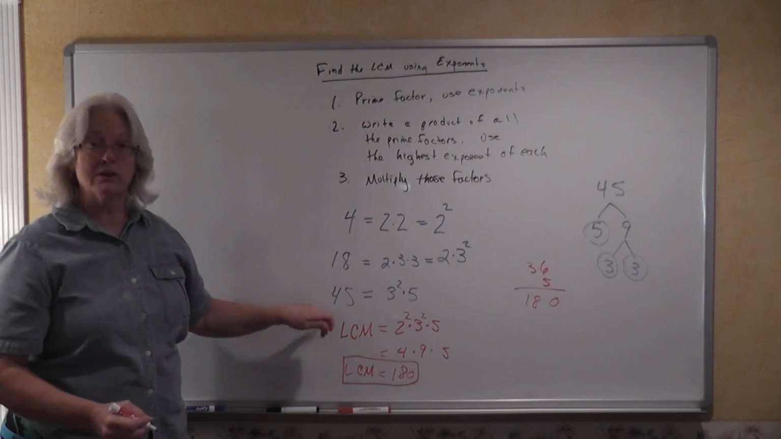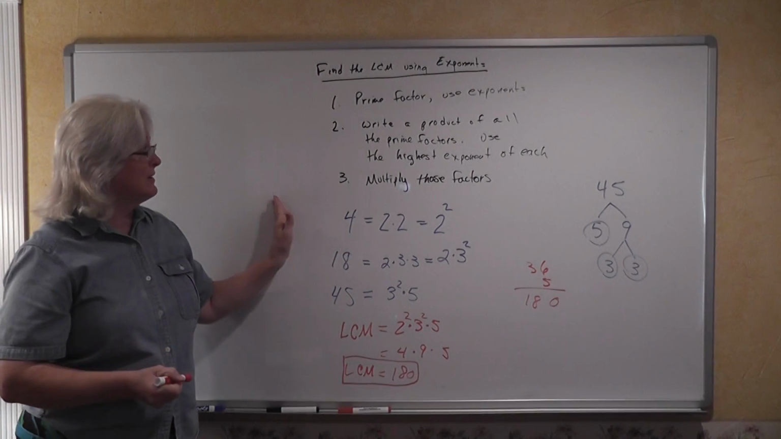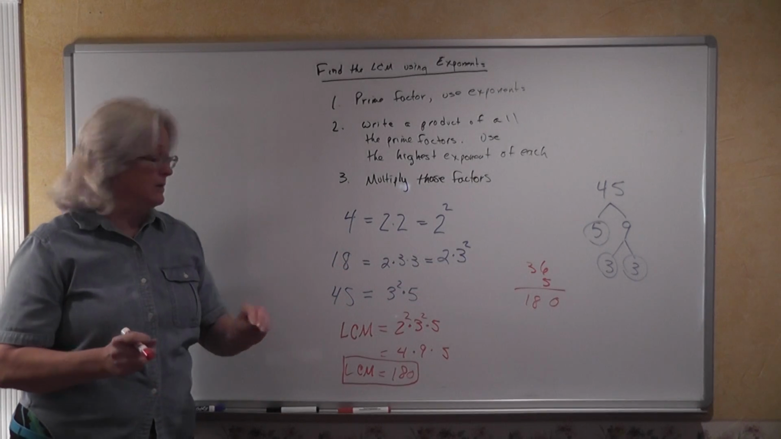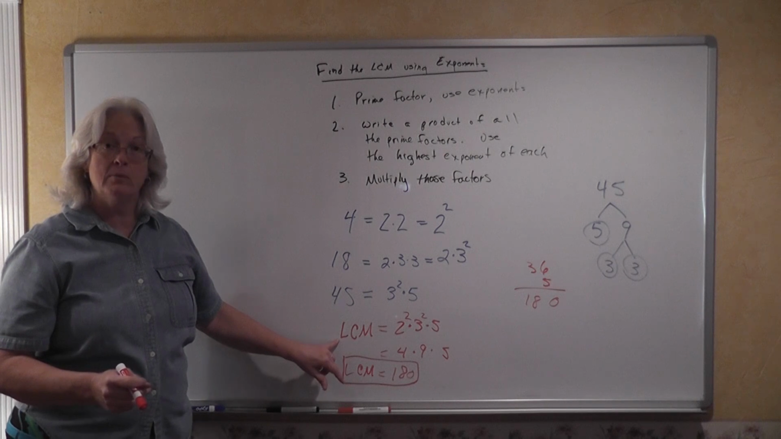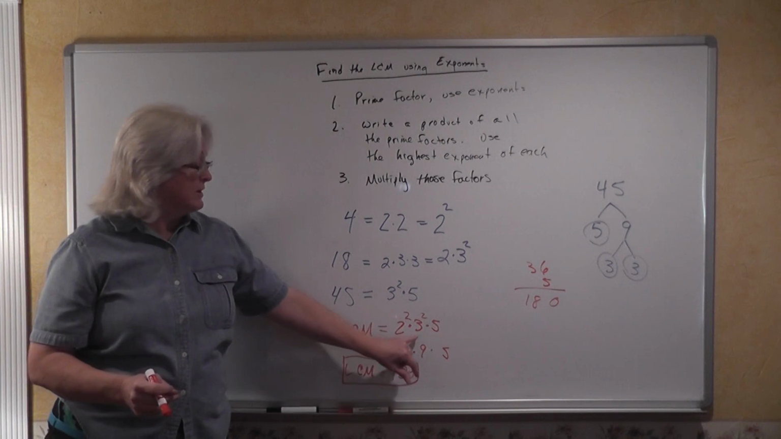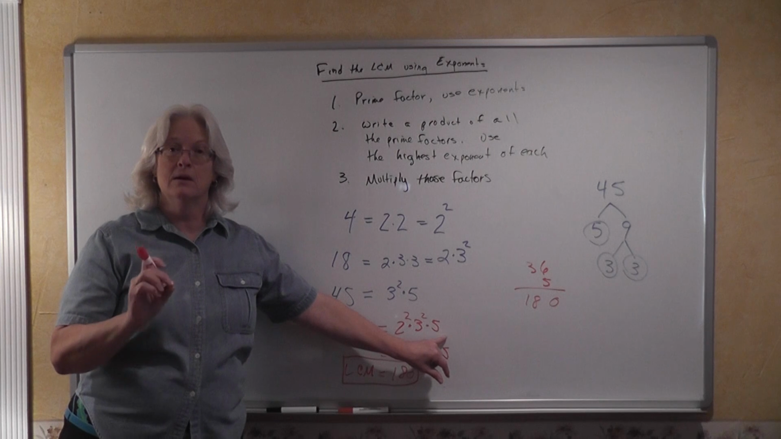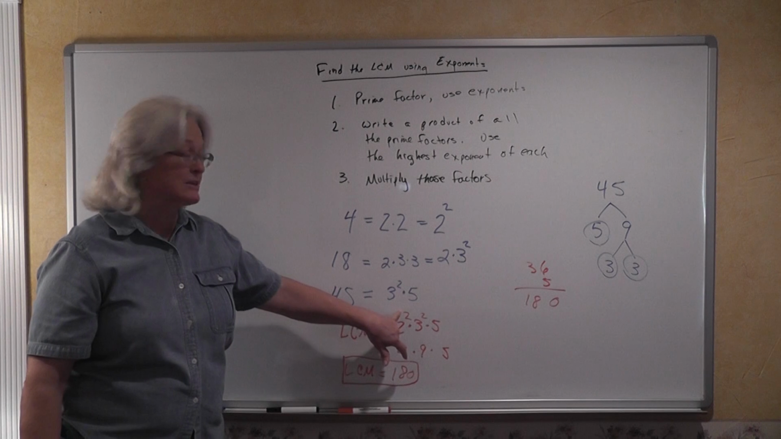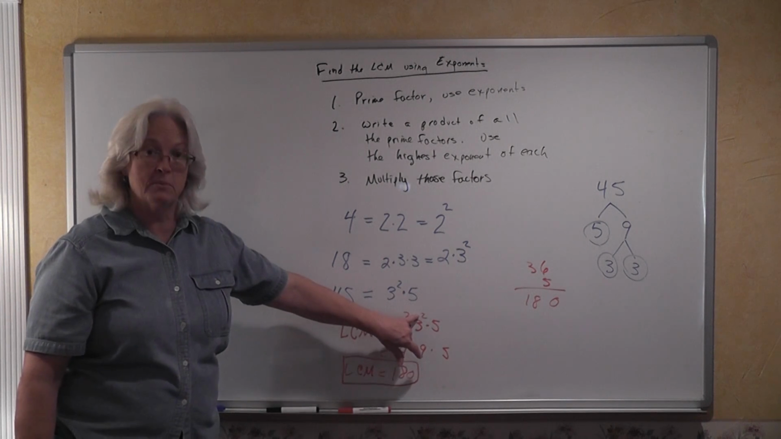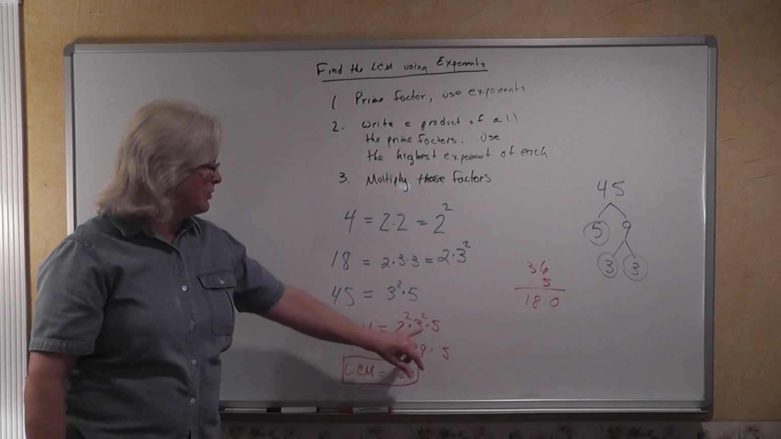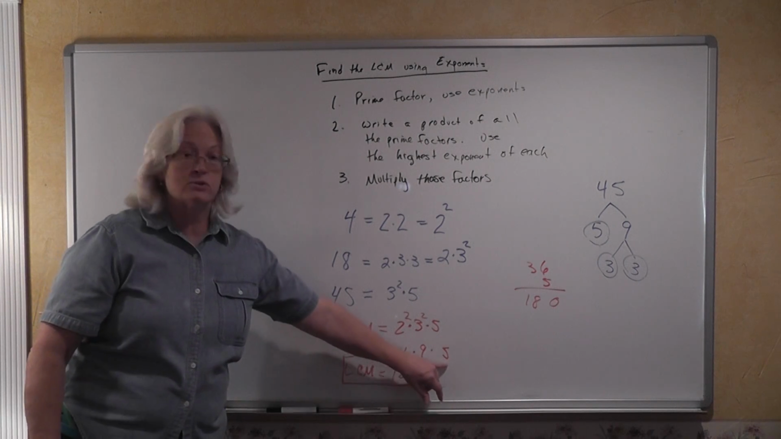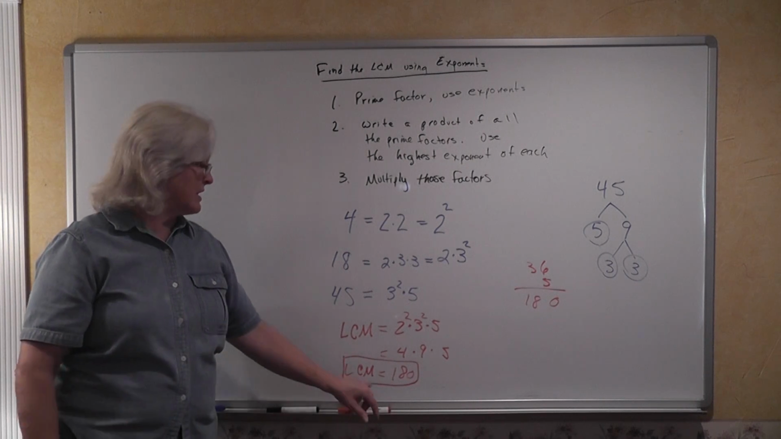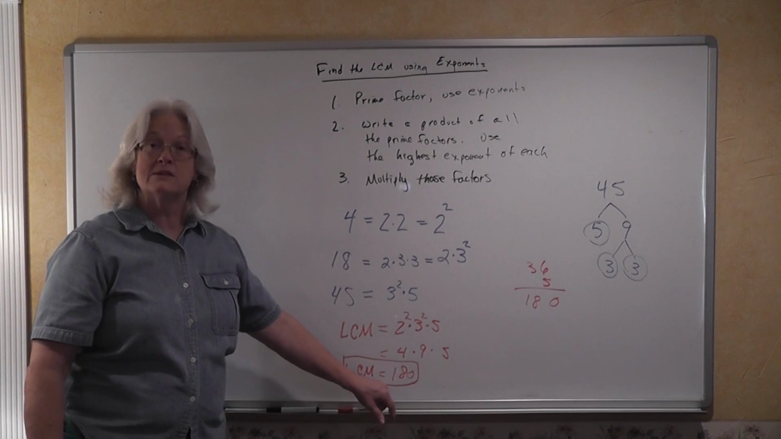So we're following this methodology. First we prime factor each number. We write that prime factorization using exponents. Then we show that our least common multiple is a product of the distinct prime factors with the greatest exponent that is used, the largest number of times. Then you multiply those prime factors out to come up with your single number, which is your least common multiple.